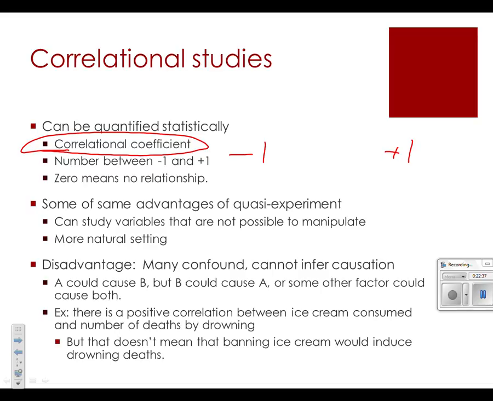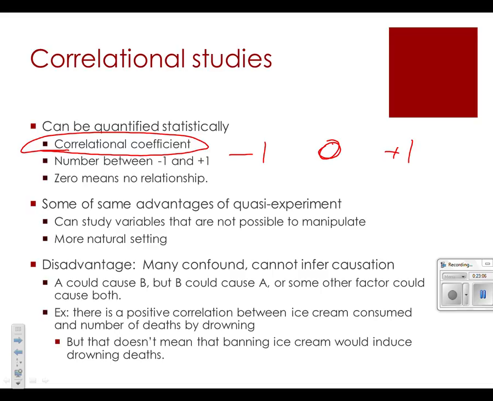A -1 correlation coefficient is a point where it's a line that's sloping down and all the points are falling on a straight line. A +1 is the same thing for a positive relationship. The line is sloping upward from left to right and all the points are falling on a straight line. 0, of course, would be in the middle, and that would be no relationship, or no predictable pattern.